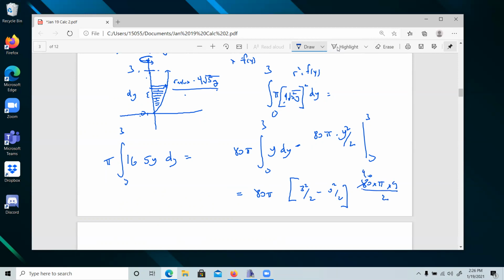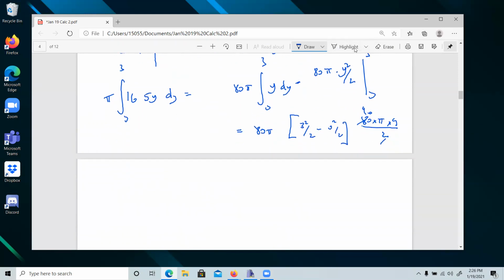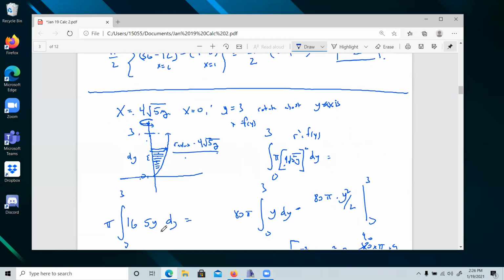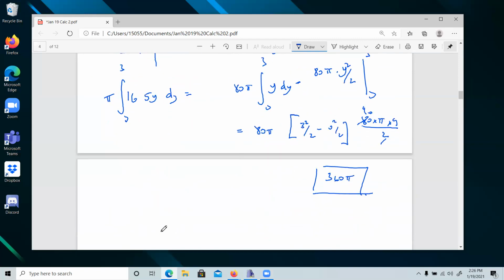So we can cancel out a little bit there and end up with 40 times 9 times pi, which is 360 pi. That is the volume of this cup with a pointy end at it. Okay, so that's what we do with that. All right.